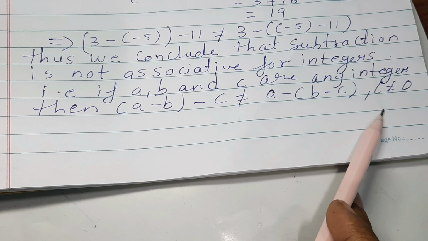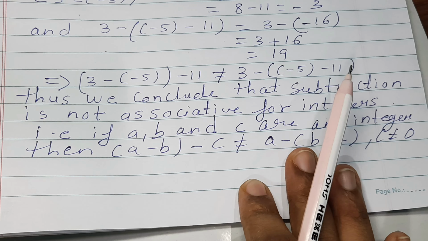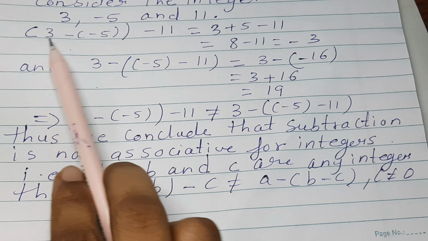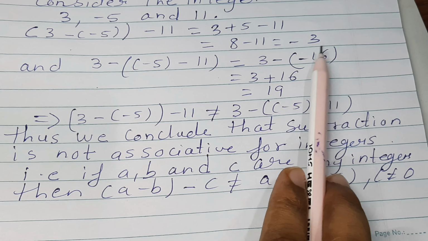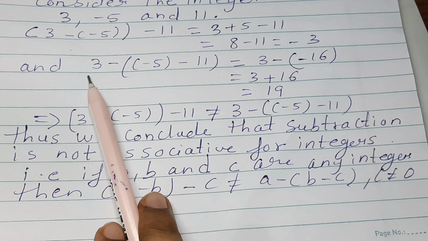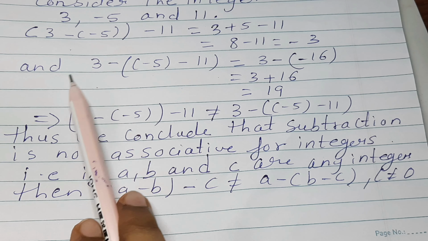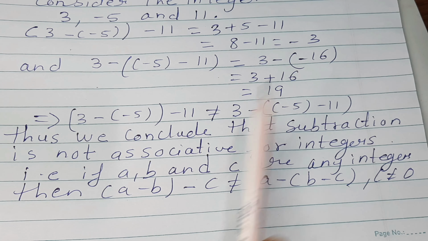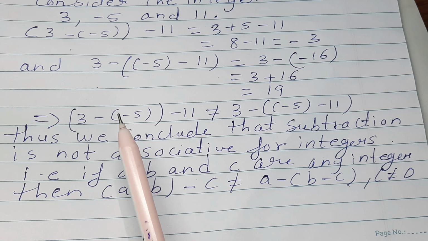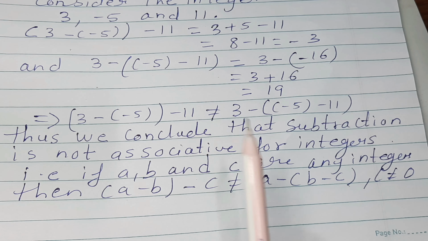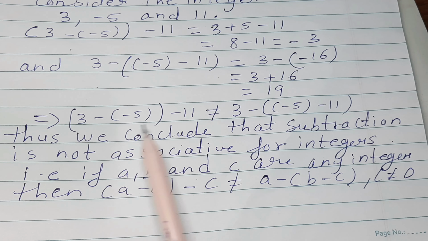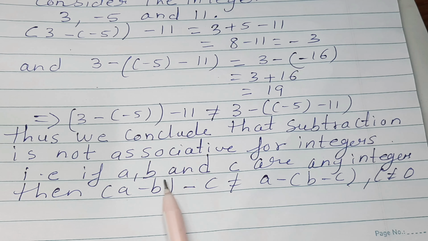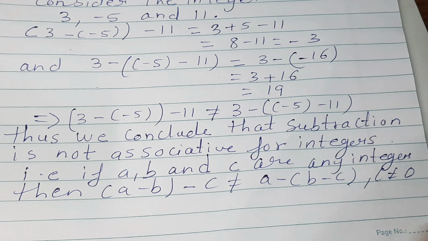So you all can see here, these two inside a bracket, one outside, you are getting minus 3. Here the first number is outside the bracket and these two are inside. You are getting 19. Are they equal? They are not equal. That's why we say that integers are not associative under subtraction. So it is not satisfying the property. I hope you have understood this concept.